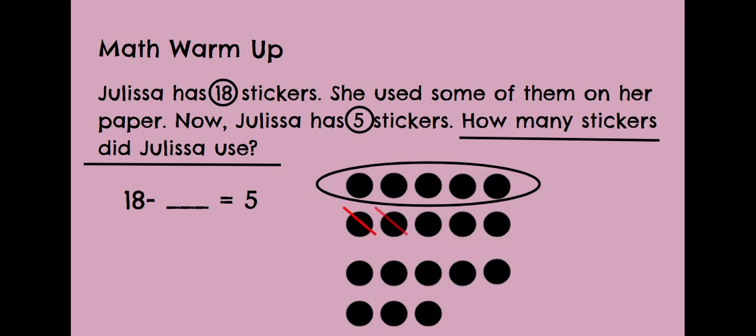1, 2, 3, 4, 5, 6, 7, 8, 9, 10, 11, 12, 13. I crossed out 13 circles. So, Julissa used 13 stickers. The answer is 13. Great job.